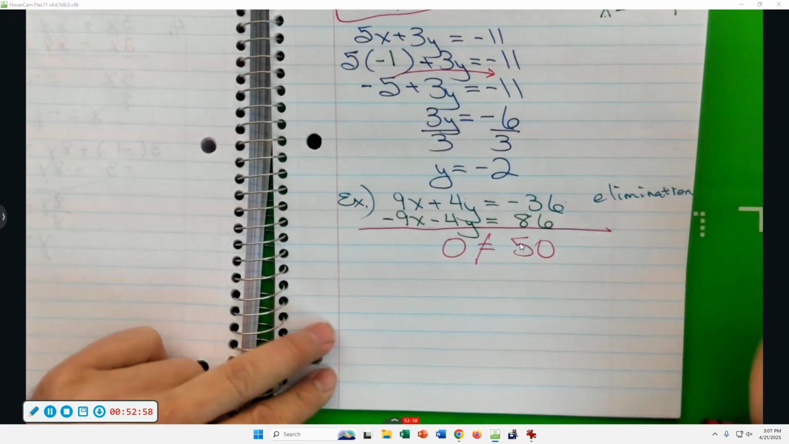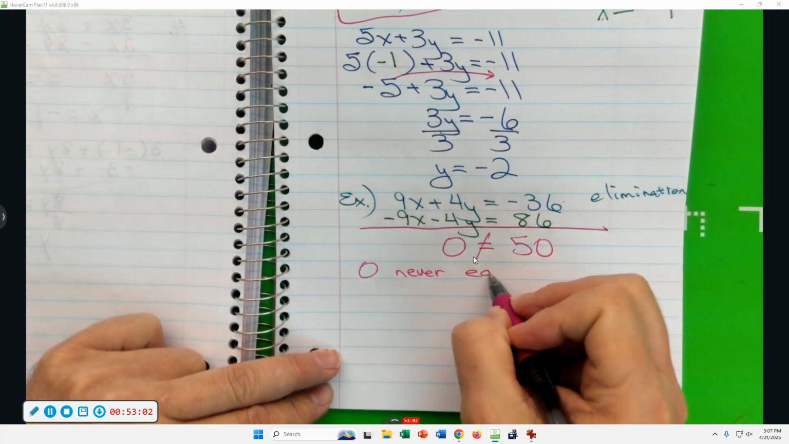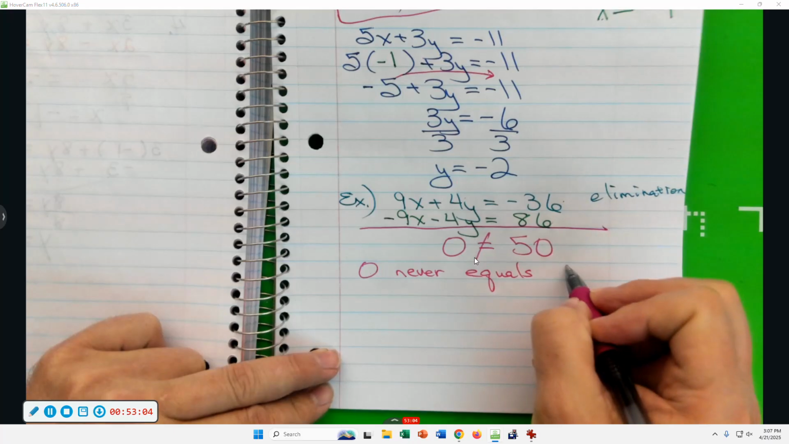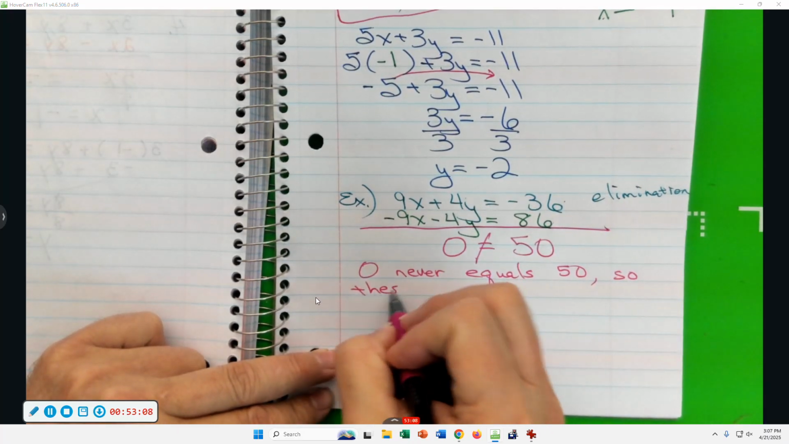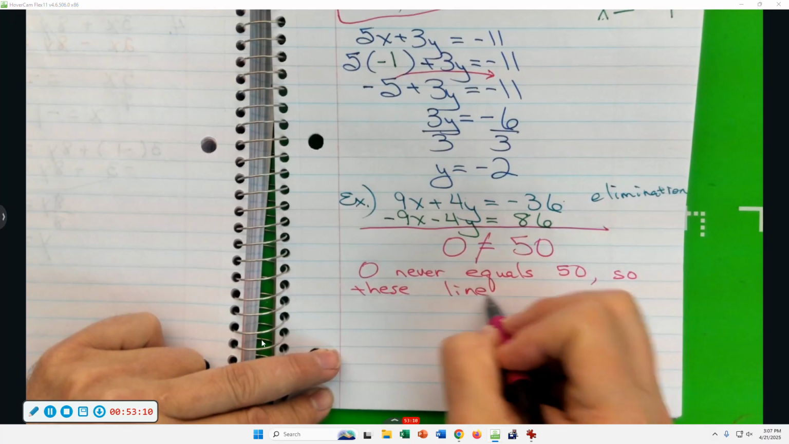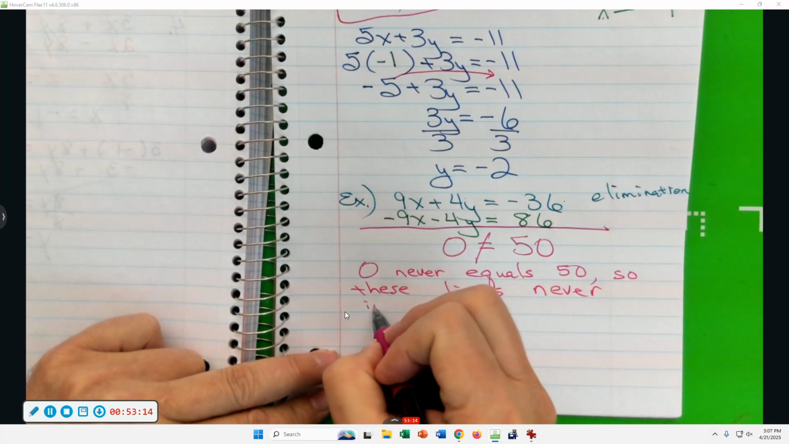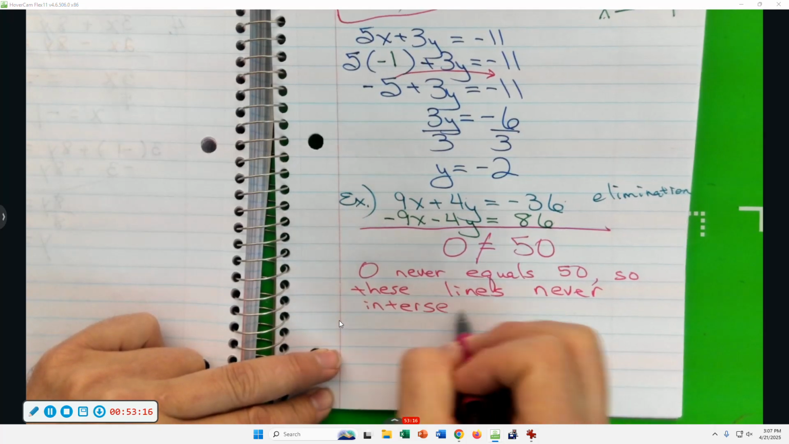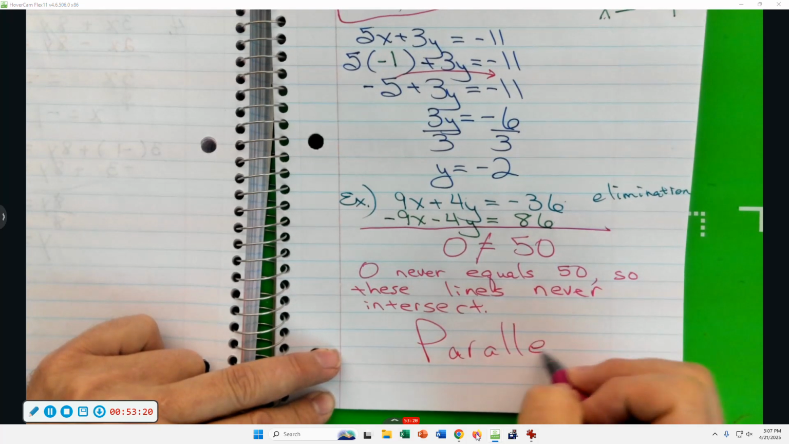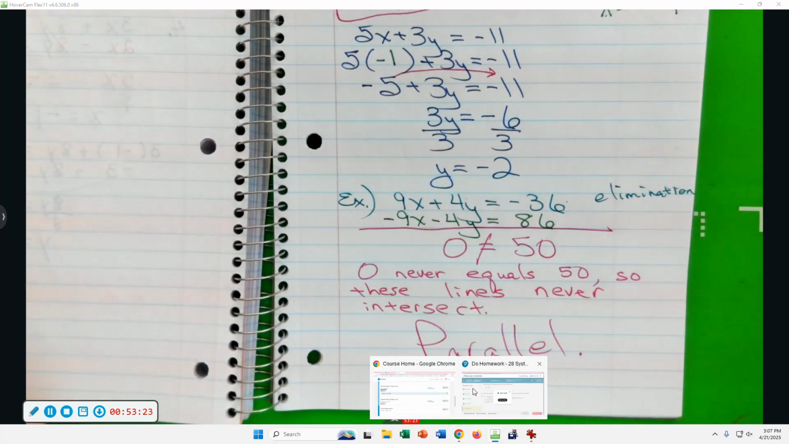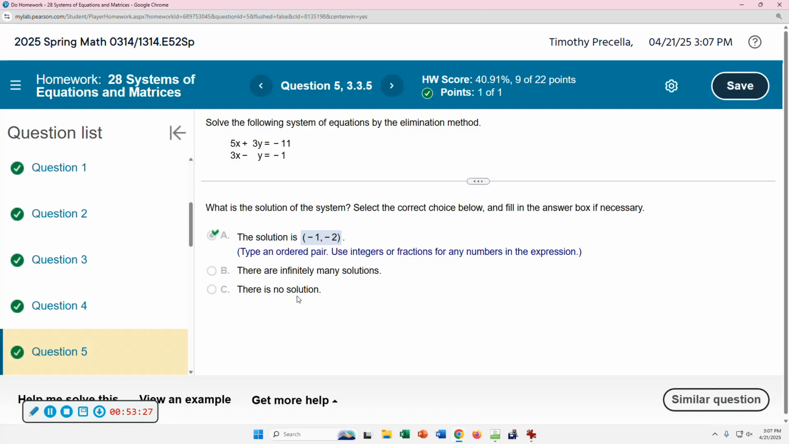Did y'all follow our logic? 0 never equals 50. So these lines never intersect. What do you call lines that never intersect? Parallel. These lines are parallel. The answer choice that you would choose is the no solution. See, they'll give you that.